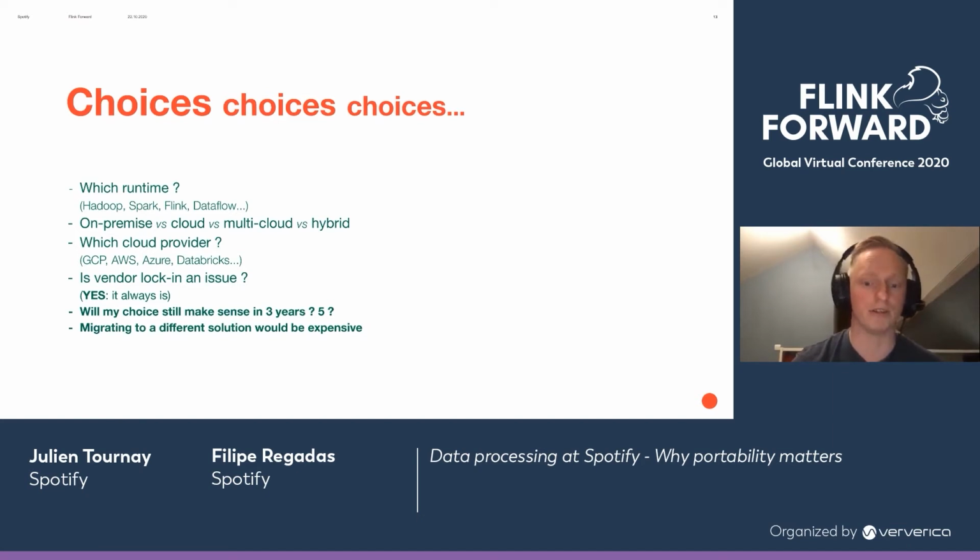Once you've made that choice, and assuming you go with the cloud solution, then you're going to have to choose a cloud provider, right? So you have many options. You can go with GCP, AWS, Azure, Databricks, and a lot more. And of course, the choice of the runtime will influence that, right? If you decide to go with Flink, then maybe you don't have that many options in terms of cloud provider. But if you go with Spark, then maybe that's a bit easier, who knows?